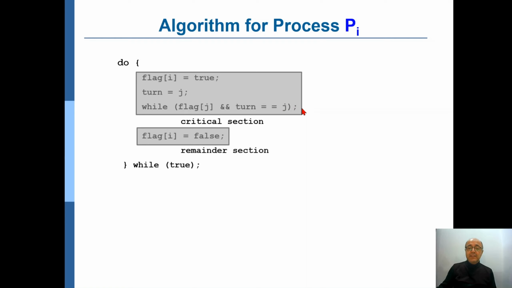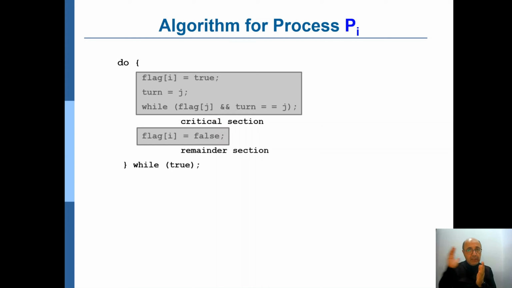Note that this looks like an infinite loop here. Okay, so note the semicolon here. So P0 will get stuck here if P1 wants to go into the critical section. If not, it can. Now, what happens on the other side?